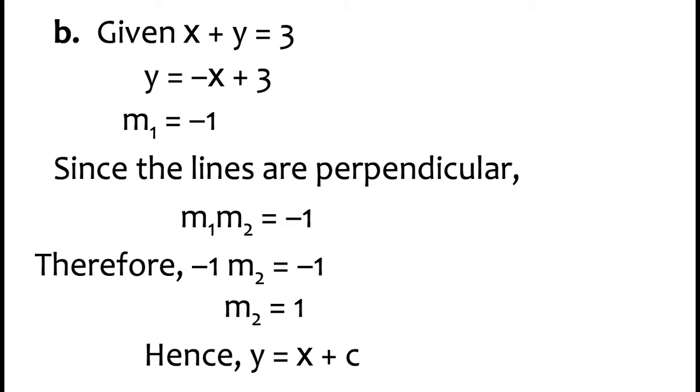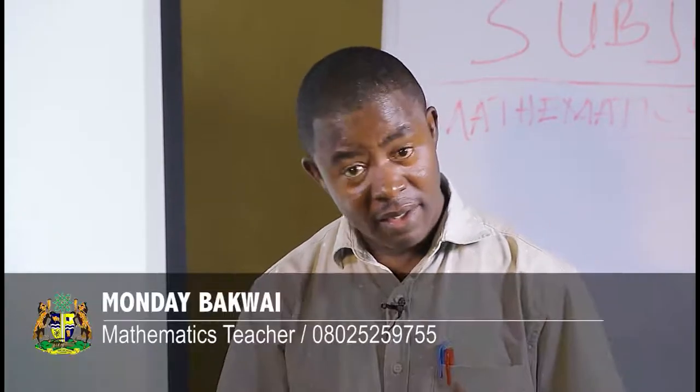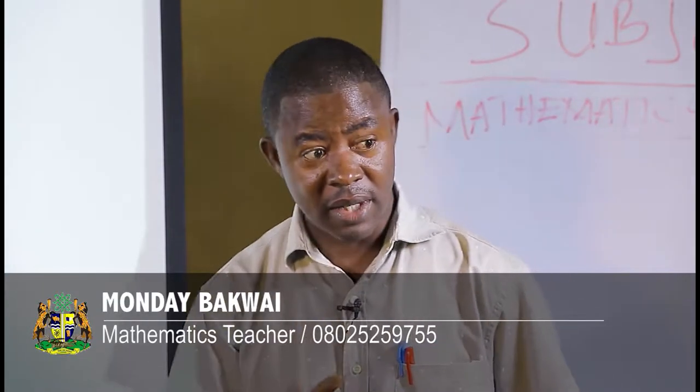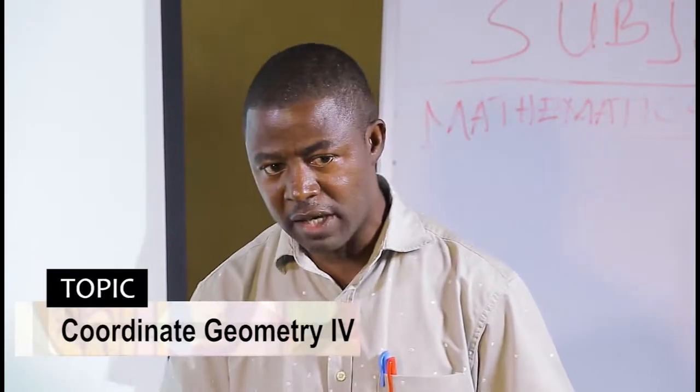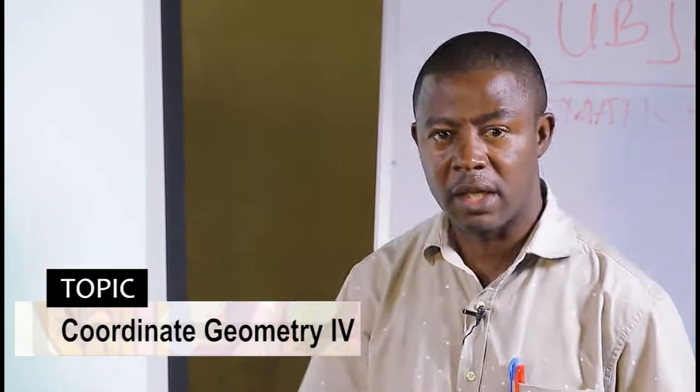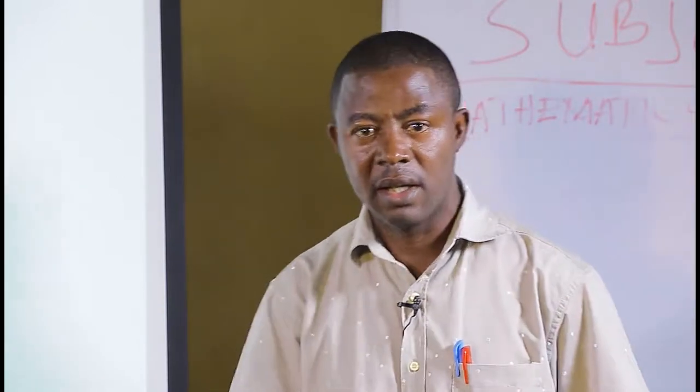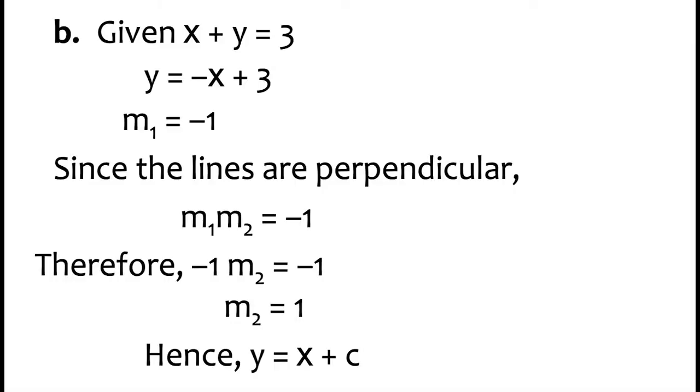Since the lines are perpendicular, the condition is that the product of their gradients is -1. So m1 times m2 will be -1. Replacing m1, which is -1, we have -1 times m2 equals -1. Divide through by the coefficient of m2, which is the gradient of the second line. You'll have m2 as 1, because minus divided by minus gives us plus.